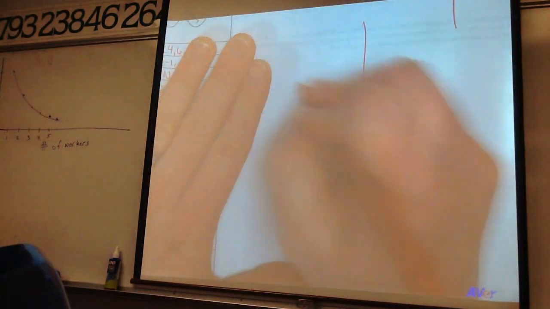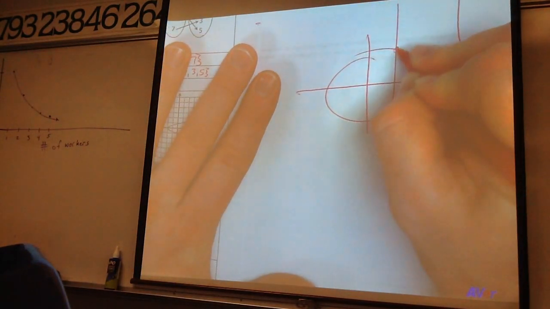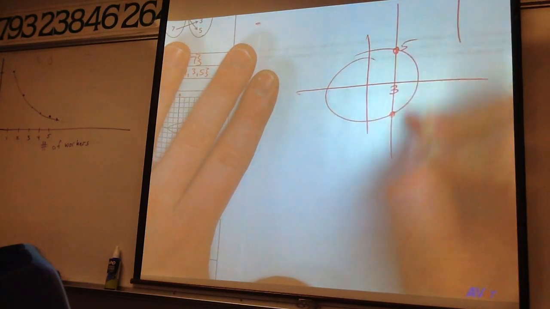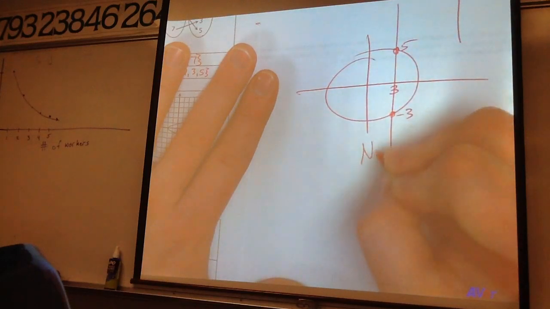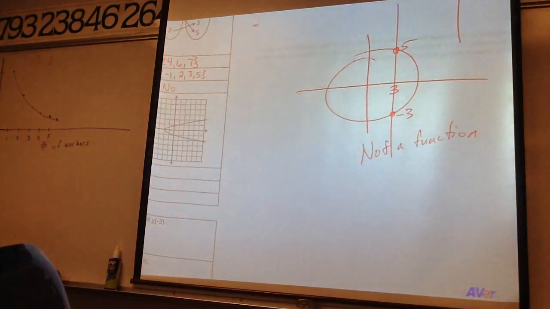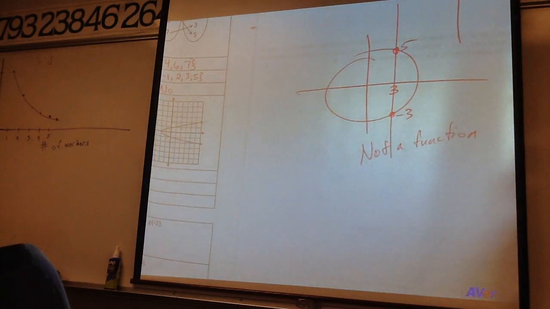But if I have a graph like a circle and I draw a vertical line, it hits it twice. That means for this x value, say that's 3, there are two different y values. That is not a function. It's just a relation. That will probably be on your SPAC. There'll be a question like, is this a function? So you've just got to remember that.